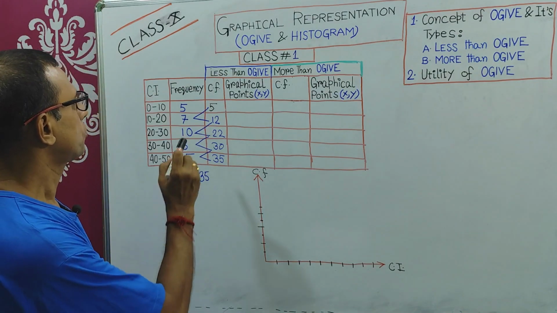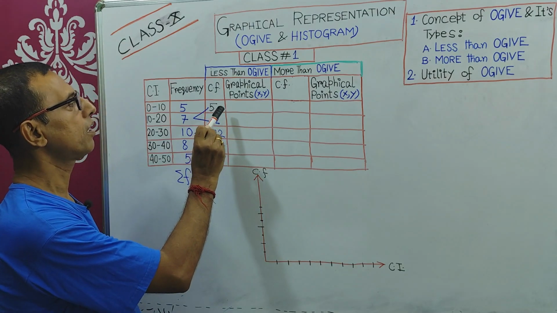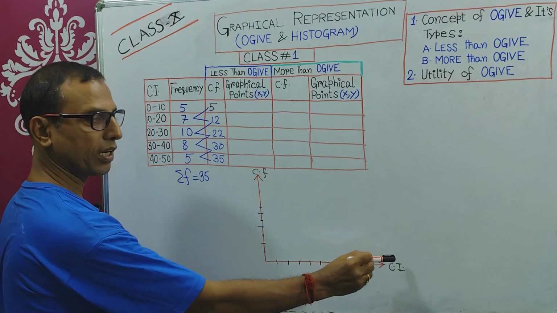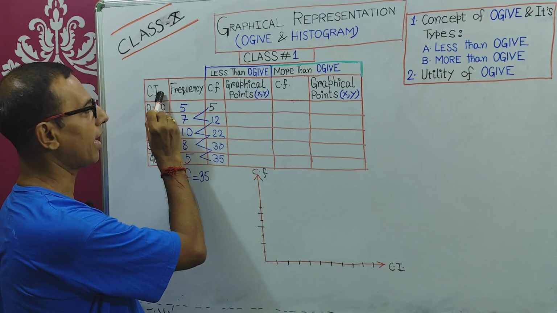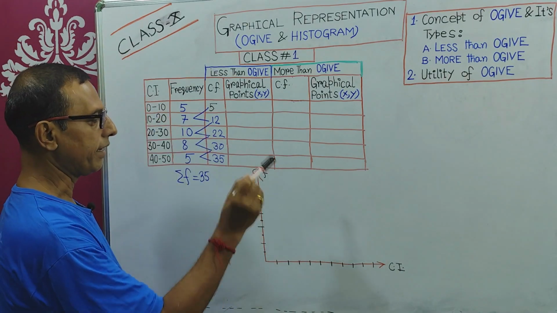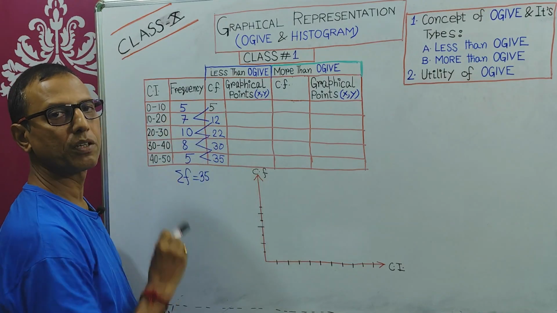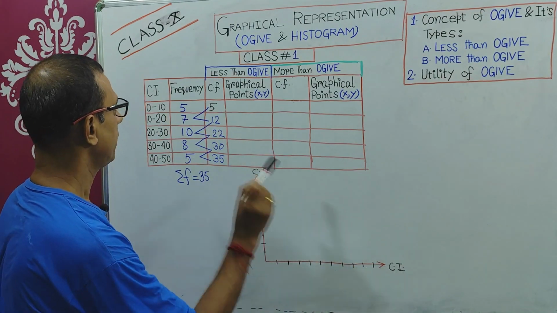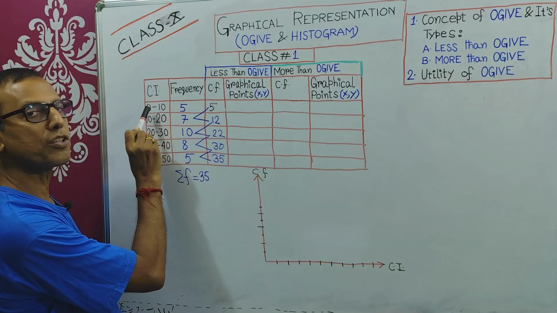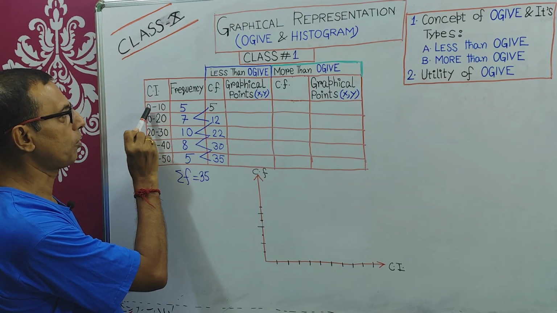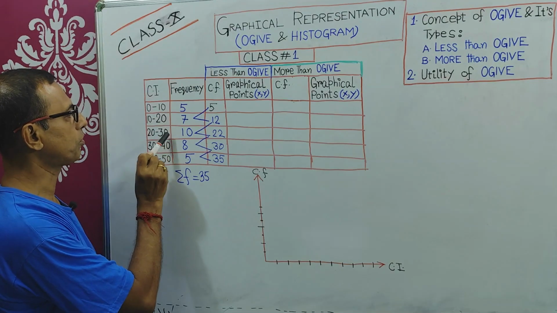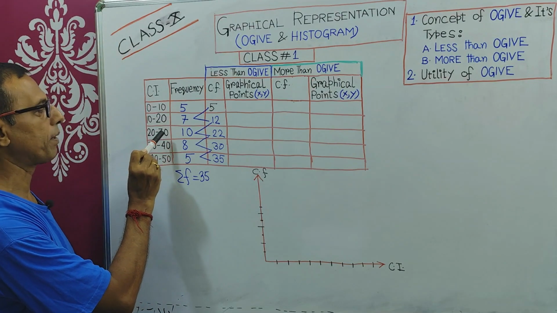Okay, so if you look into this graph, along the x-axis it is CI, that's the class interval, and along the y-axis you have the cumulative frequency. But in class interval you have each of the intervals, with a lower bound and an upper bound. 0 to 10, 0 is the lower bound, 10 is the upper bound. 20 to 30, 20 is the lower bound, 30 is the upper bound.